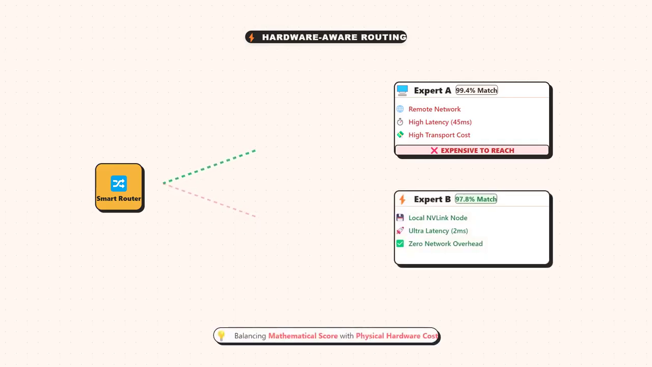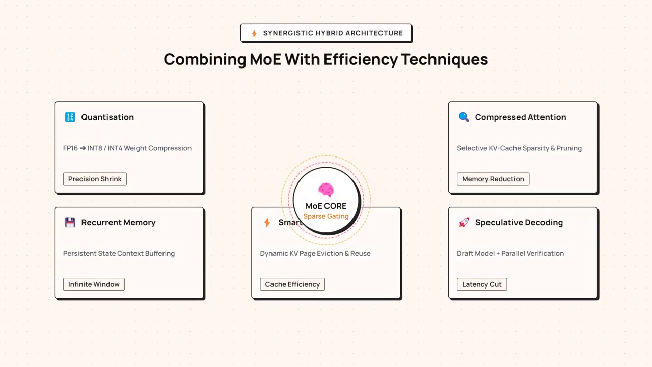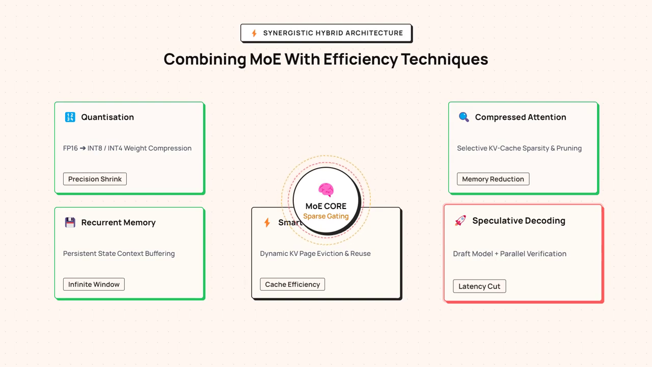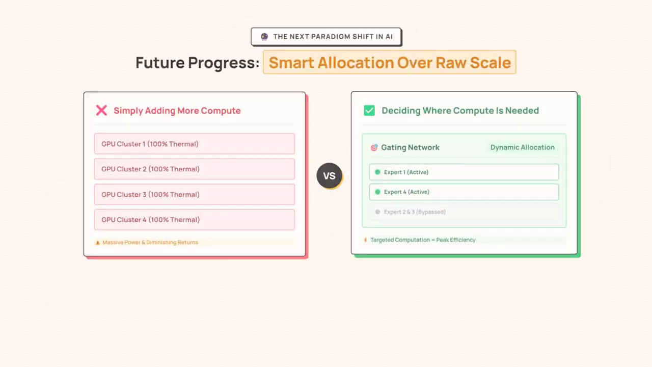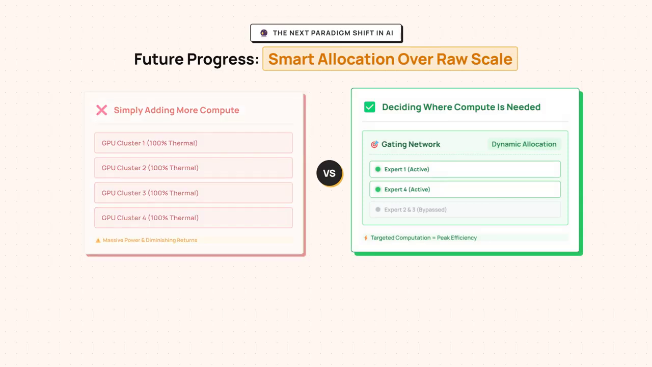Instead of choosing only the mathematically best expert, the router may also consider where that expert is located and how expensive it is to reach. That could reduce communication without sacrificing much quality. We may also see more models that combine MoE with other efficiency techniques: quantization, compressed attention, recurrent memory, speculative decoding, and smarter caching. The larger point is that future model progress may depend less on simply adding more computation and more on deciding where computation is actually needed.